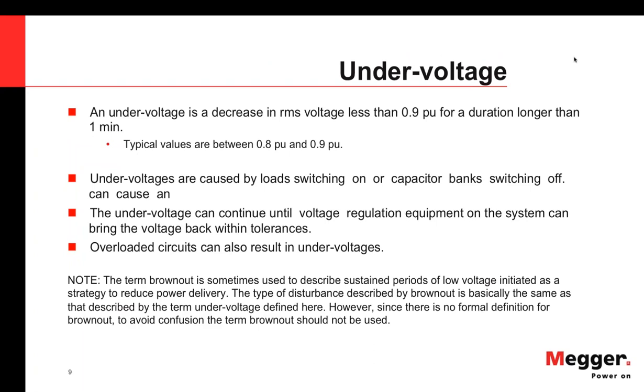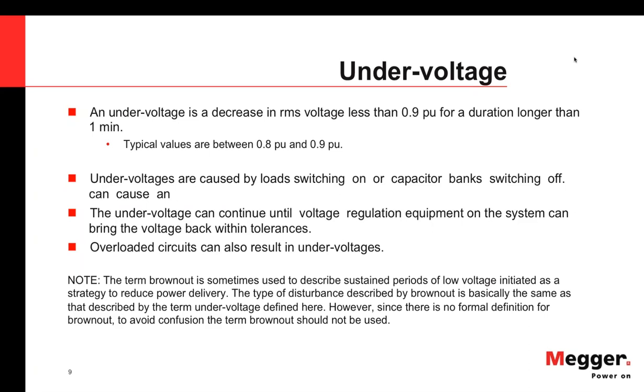Okay. Let's first start with the undervoltage. An undervoltage is a decrease in the RMS voltage less than 0.9 per unit for a duration longer than 1 minute. For ease of calculation, if your voltage is 100 volts, an undervoltage would be under 90 volts for over 1 minute. And typical values for these are between 0.8 and 0.9.